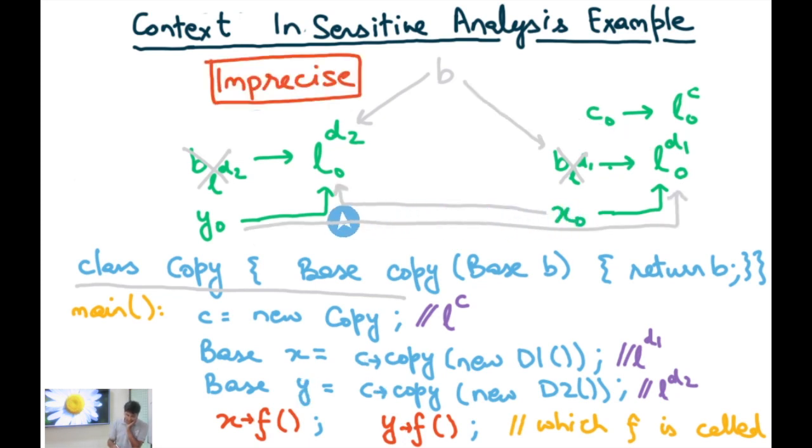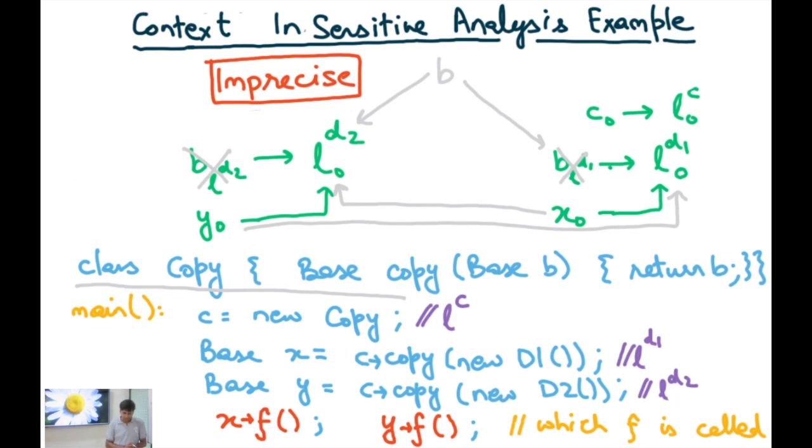X seems like it may point to either L0 D1 or L0 D2, and Y seems like it may point to either L0 D1 or L0 D2. And this is imprecise because now the compiler cannot reason that this f is definitely D1's f, because it may point to either a D1 object or a D2 object. And so in this example, a context insensitive analysis will not be able to resolve these virtual function calls at compile time, whereas a context sensitive analysis with a call context depth of 1 was able to resolve these virtual function calls at compile time.